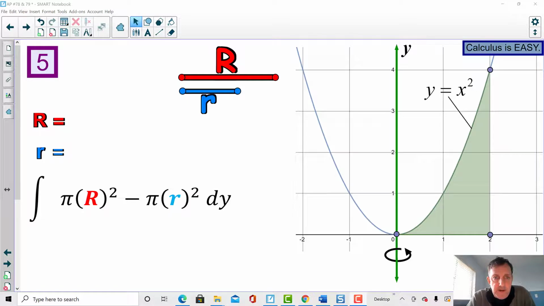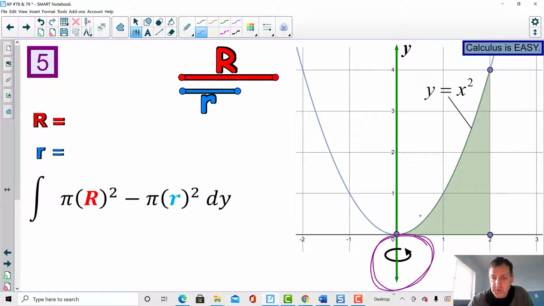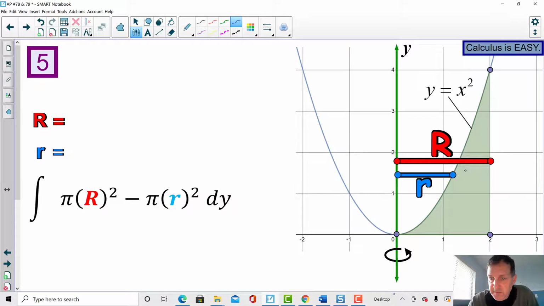For question number 5, we're going to rotate that shaded region around the y-axis. You'll see we have this little description down here. It shows that we are rotating it around the y-axis. If we do that, you can see that the little radius is going to be right here, and the big radius will be this one in red right here. In order to get the big radius, I do have to do right minus left. So that's just going to be 2 minus 0.